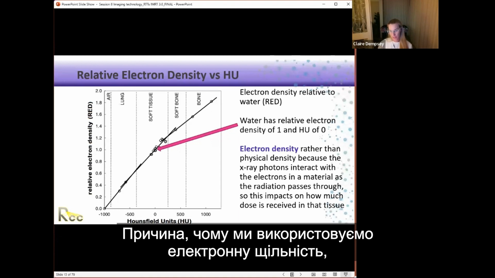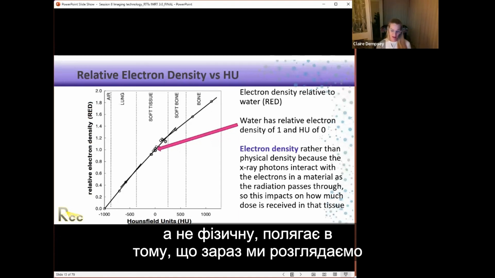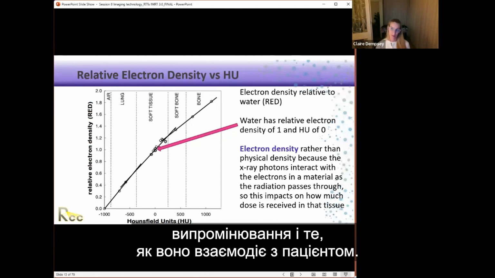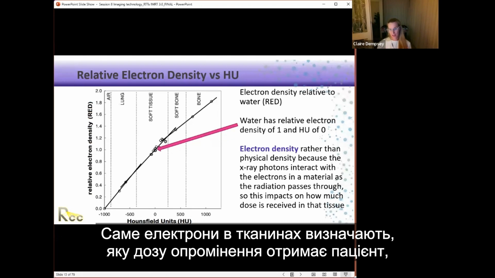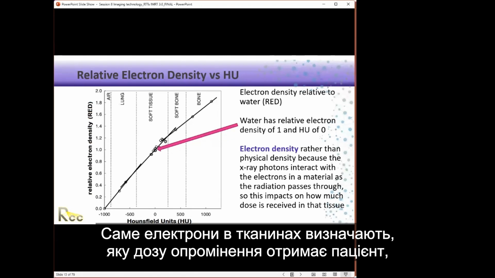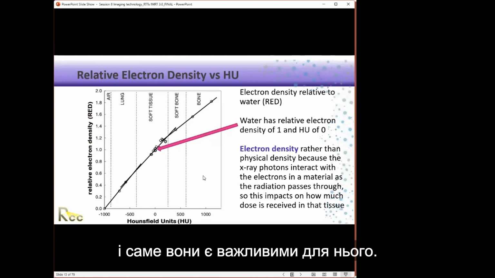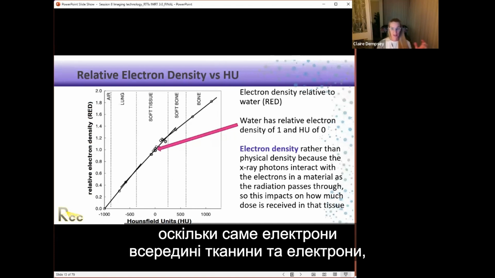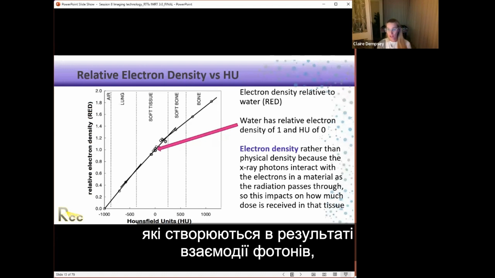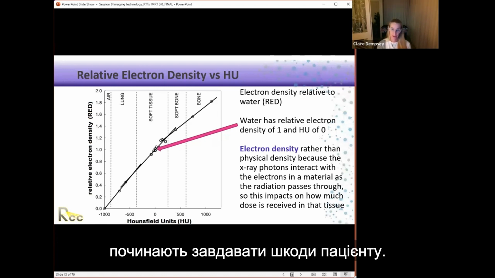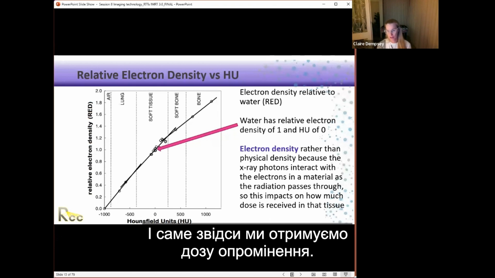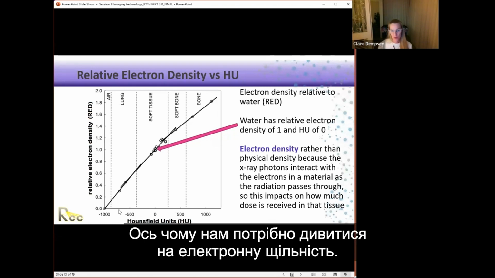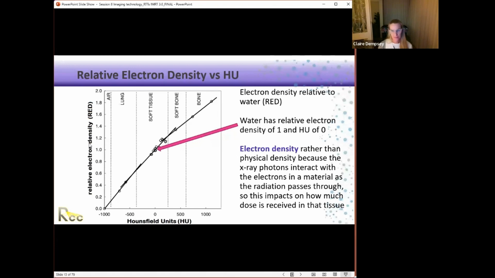The reason we use electron density rather than physical density is all about the fact that we're now looking at radiation and how radiation interacts in a patient. It's really the electrons in a tissue that are important to determine how much dose a patient is going to receive. So rather than physical density, we look at electron density, because it's the electrons within the tissue, and the electrons that are created from the photon interactions, that start to cause the damage to the patient, and that's where we get our radiation dose from. So that's why we need to look at electron density.